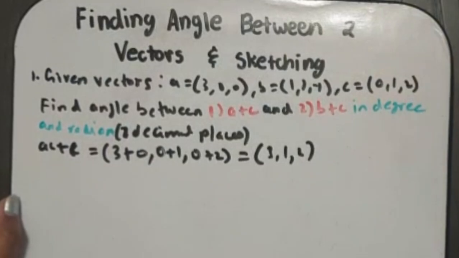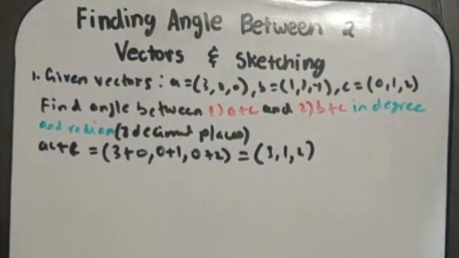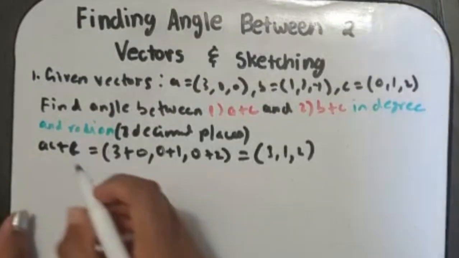That's our first vector. Now we need the second vector, because we can only find an angle between two vectors, not just one vector. We need two vectors at least. So the second vector is b plus c. Let's find that.